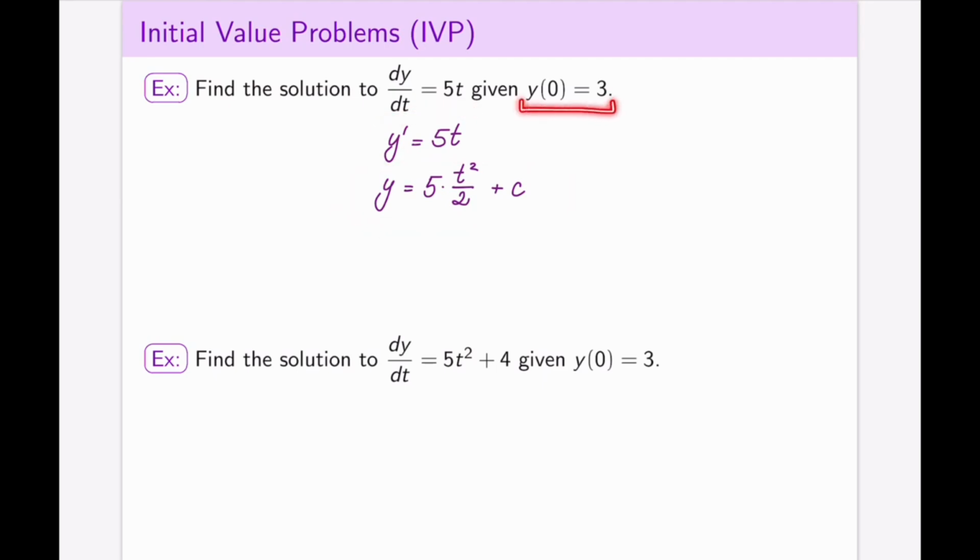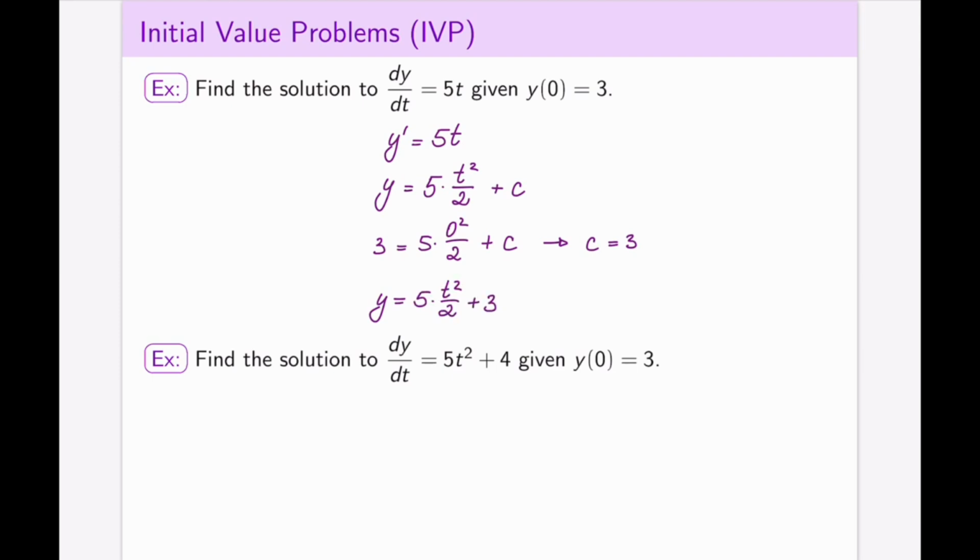And that is when the initial condition is going to come in handy. I'm going to plug this in here and be able to figure out the value for c. So if I plug this in, y of 0 is 3, so my left-hand side is 3, and my t on the right-hand side is 0, which gives me that c is equal to 3, because this entire part is going to be equal to 0. I plug c in here, and that is my final answer. So for this initial value problem, the answer is 5t squared over 2 plus 3.